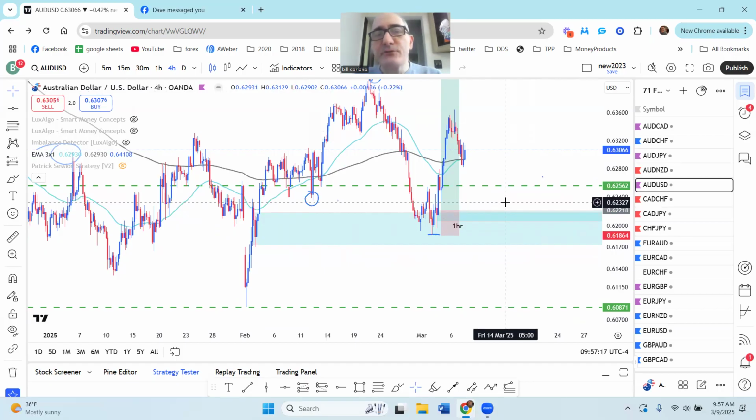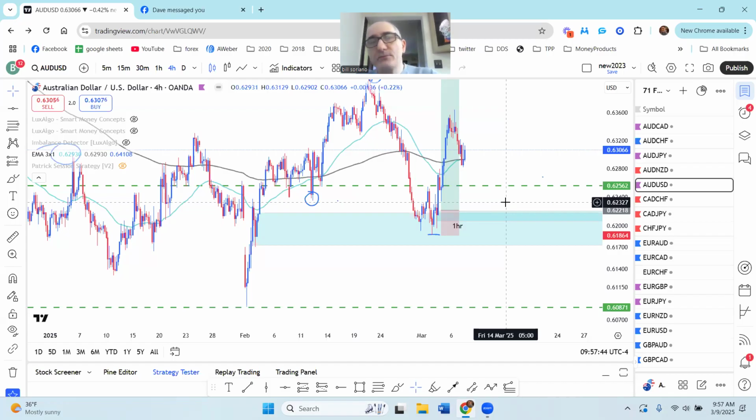Now remember, break of structure just means you have a continuation, right? The trend is bullish, you get a break of structure to the upside, or the trend is bearish, and you get a break of structure to the downside. A change of character is a break of structure as well. It's just going the opposite way against the current trend, right? So the trend has been bullish. We get a break of structure to the downside, calling that a change of character.